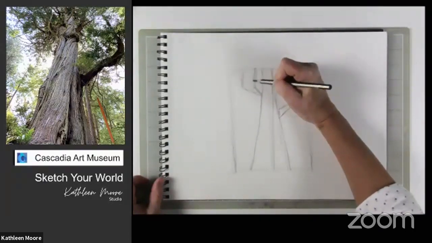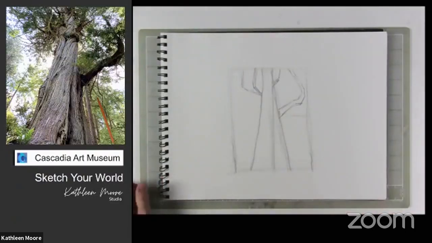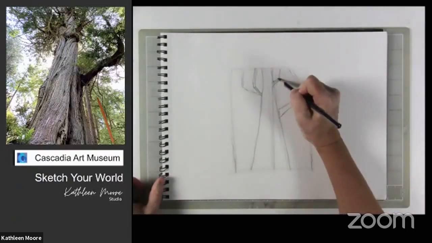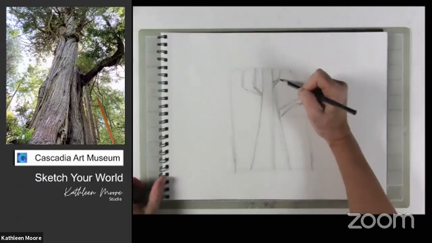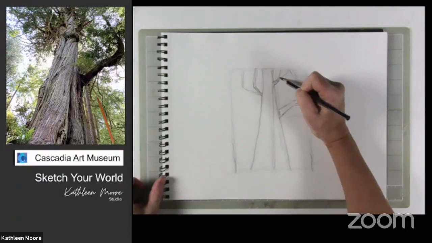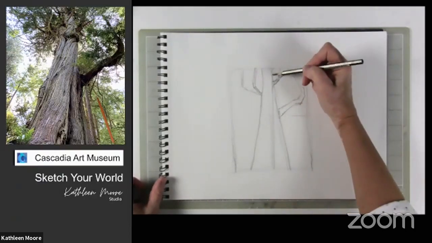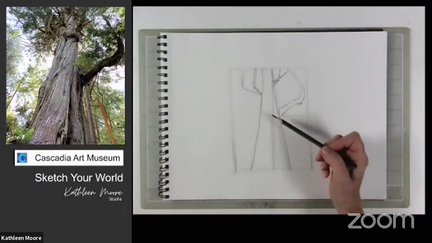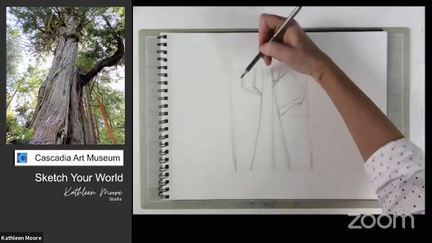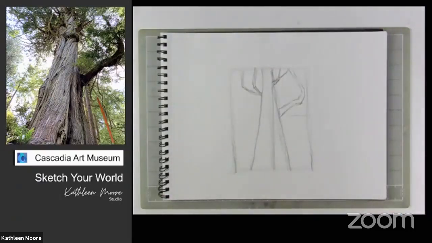And I'm going to give these branches just a little more thought and care and find some smaller branches that are tapering off from there. And all the while, I'm still staying very loose and sketchy so that I can easily make adjustments as I go along. Okay, anybody have any questions? Does this make sense so far?